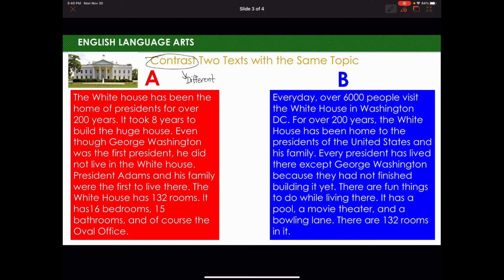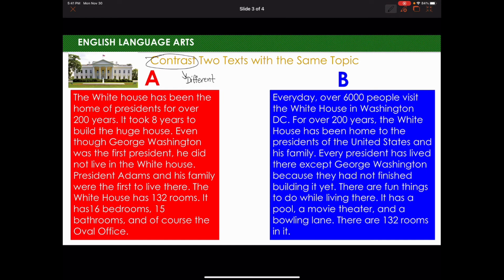All right, let's read paragraph B. Every day, over 6,000 people visit the White House in Washington, D.C. For over 200 years, the White House has been home to the presidents of the United States and his family. Every president has lived there except George Washington because they had not finished building it yet. There are fun things to do while living there. It has a pool, a movie theater, and a bowling lane. There are 132 rooms in it.